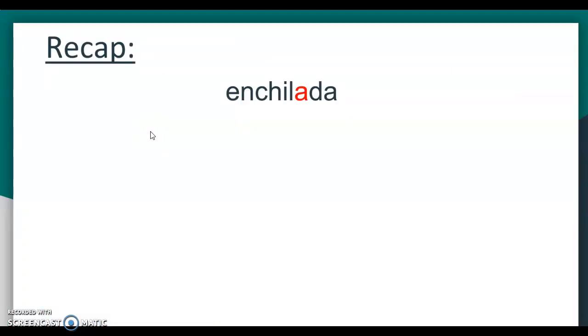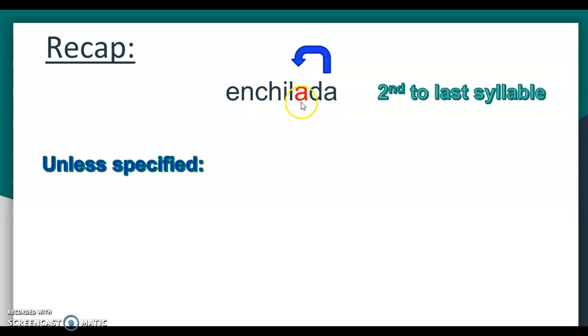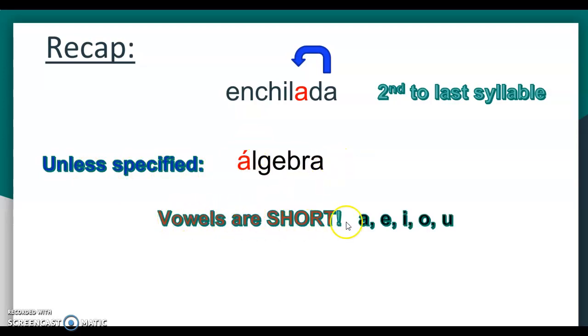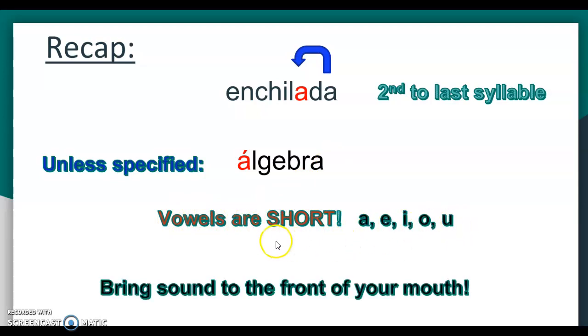So to recap, the natural stress in Spanish is 90% of the time on the second to the last syllable. Enchilada. Unless specified, álgebra. And the vowels are short. A, E, I, O, U. And you bring the sound to the front of your mouth.